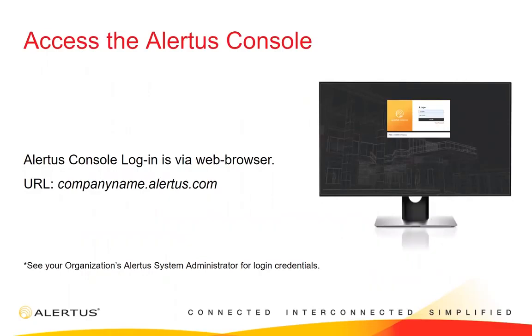Accessing the Alertis console is done via web browser. Your company's Alertis console URL is usually your company's name.alertis.com. You will need your Alertis login credentials to access the console, and this will be provided to you by your organization's Alertis system administrator.